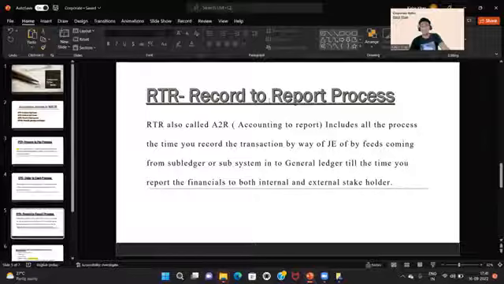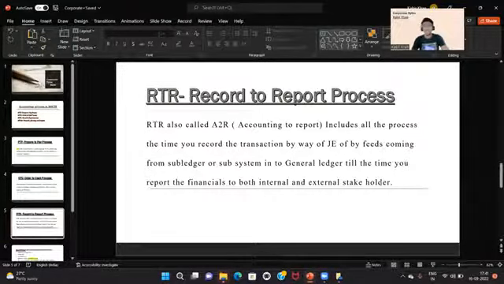The favorite process, record to report process. And record to report process, we also call it the accounting to report process. So it includes all the process, from the time you record the transactions by way of journal entries or the feeds coming from the subledger or the subsystem into the main general ledger, till the time we report our financials to both the internal and the external stakeholders. So record to report process plays an important role.